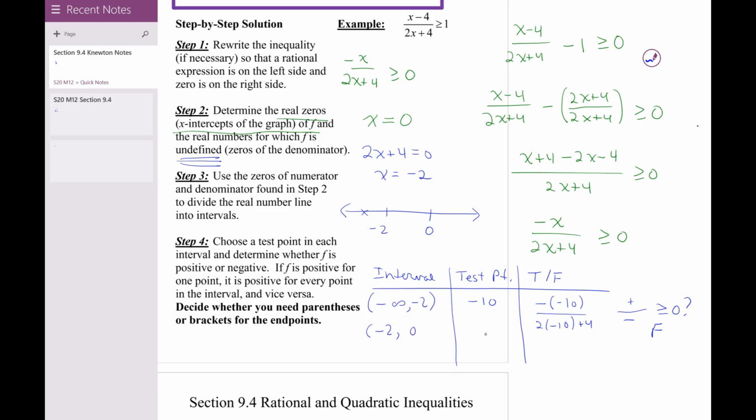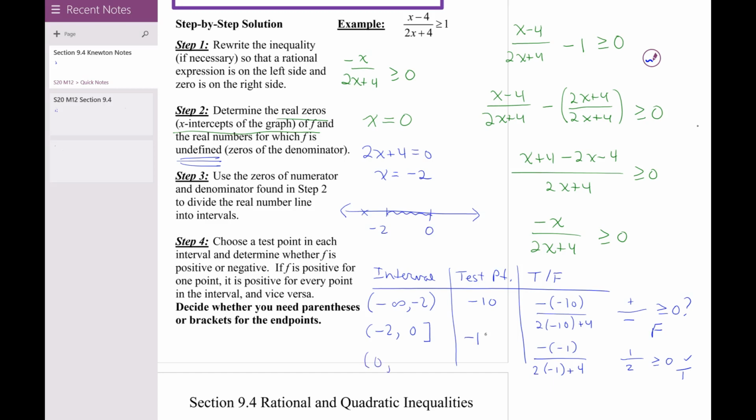So then negative 2 to 0. 0 will be included in the interval, but I can't use it as a test point because it's an endpoint of the interval. So let's use negative 1. I'll have the opposite of negative 1 over 2 times negative 1 plus 4. Well, now I have positive 1 over positive 2, and that is greater than or equal to 0. So I know I want this piece of the number line.